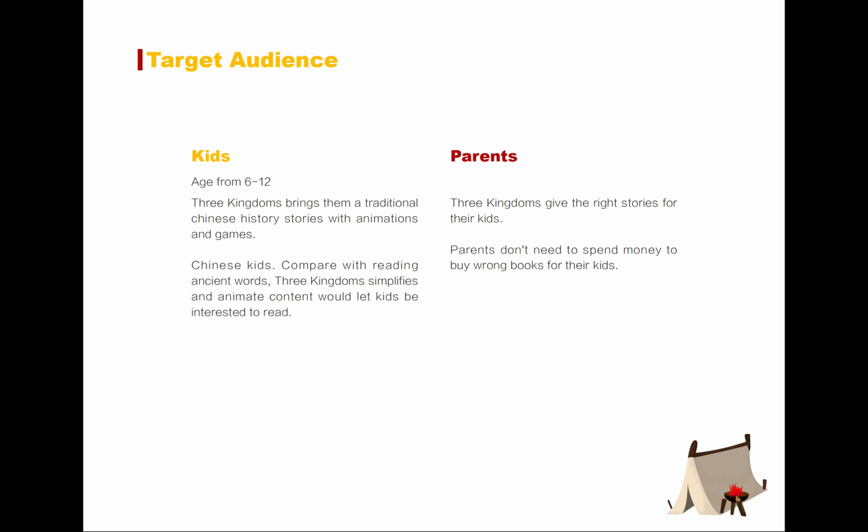My target audience: the primary target audience is kids, age from 6 to 12, the primary school students, especially Chinese kids. Compared with reading Asian words, Three Kingdoms' simplified and animated content will make kids interested in reading.